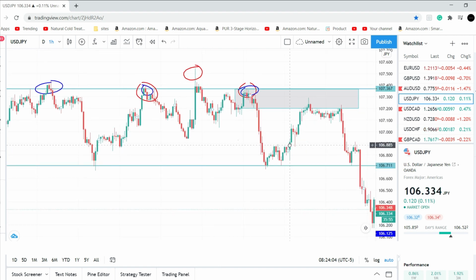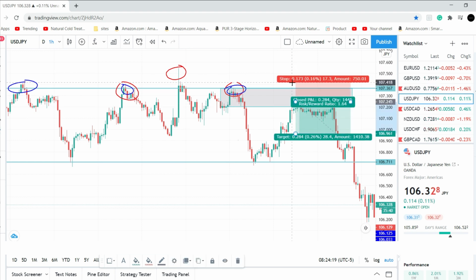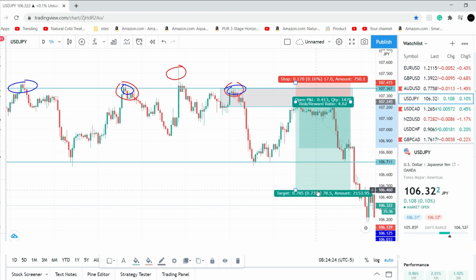And then when it comes back, a couple ways you can do this. You can get in as soon as it goes to the zone, or you can just get in with your favorite candlestick pattern, and then look for your profits. So let's go to another example.